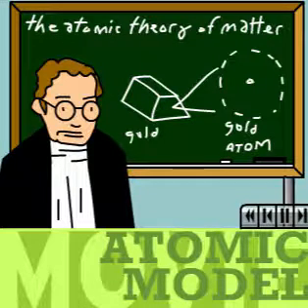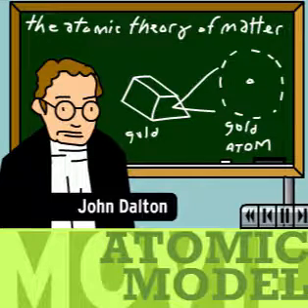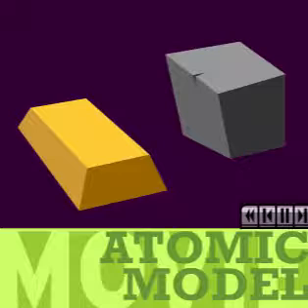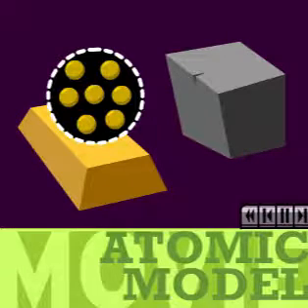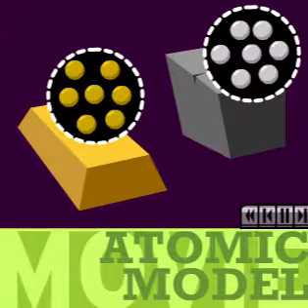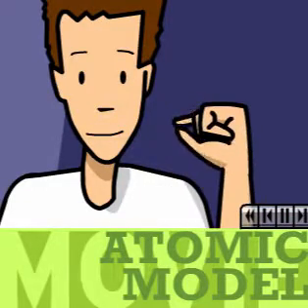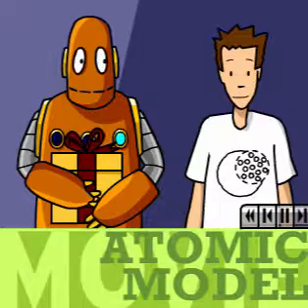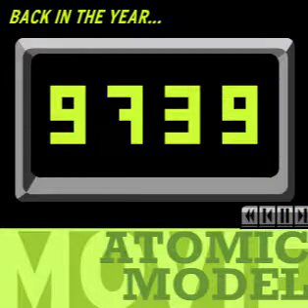At the beginning of the 19th century, Englishman John Dalton built an atomic model called the atomic theory of matter. Dalton's model was really just a set of ideas. According to his theory, each type of matter is made of only one type of atom. For example, gold atoms make gold, iron atoms make iron, and so on. These atoms were way too small to see.